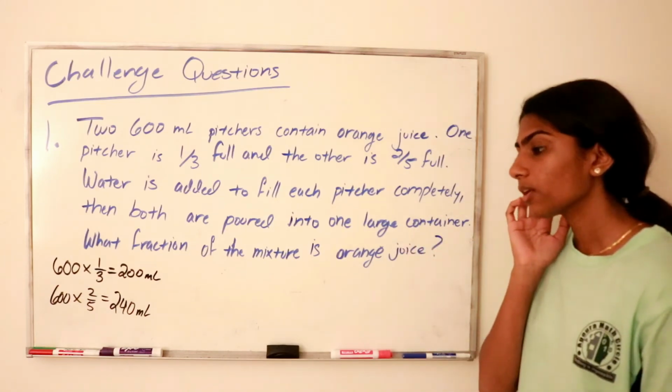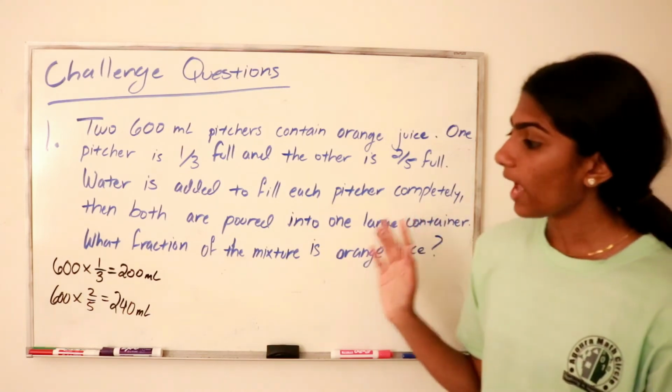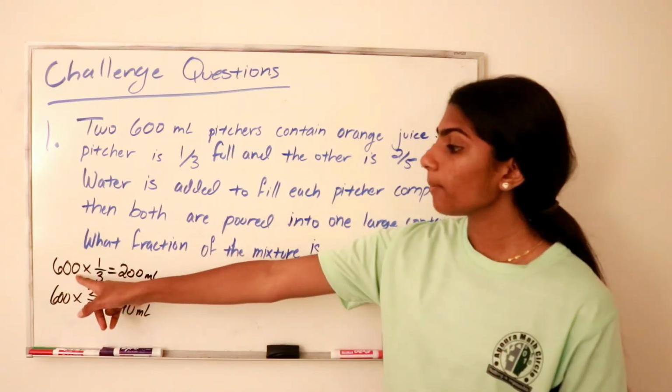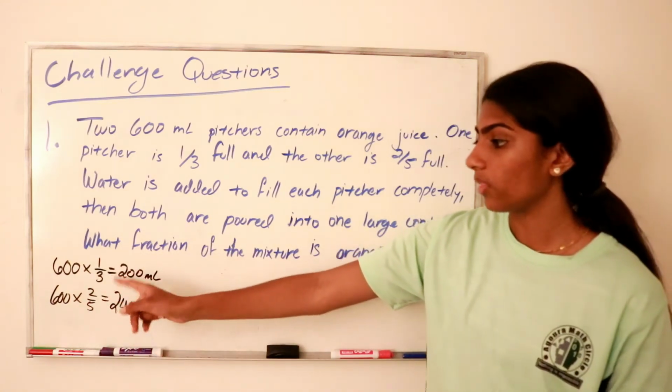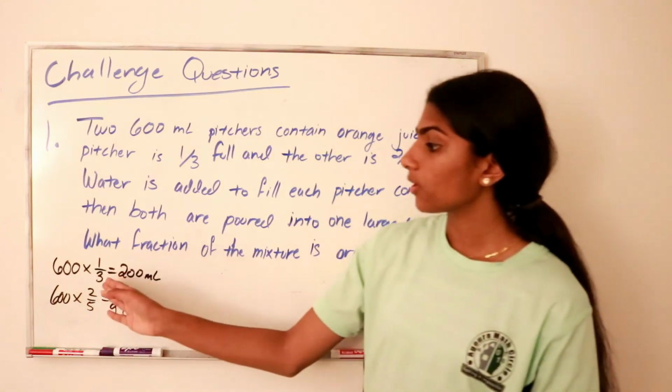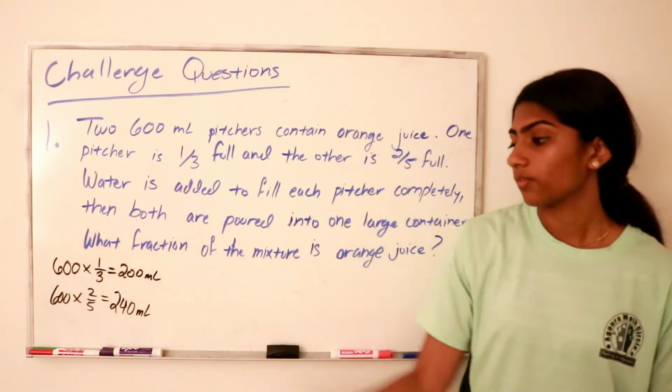So, the first thing we want to do is find how much orange juice is in each pitcher. So, to find that out, I'm going to multiply the total amount of milliliters in each pitcher times the amount that's full, which is 1/3. So this is saying that 1/3 of the 600 milliliters is full. And what do I get? 200 milliliters for the first pitcher.